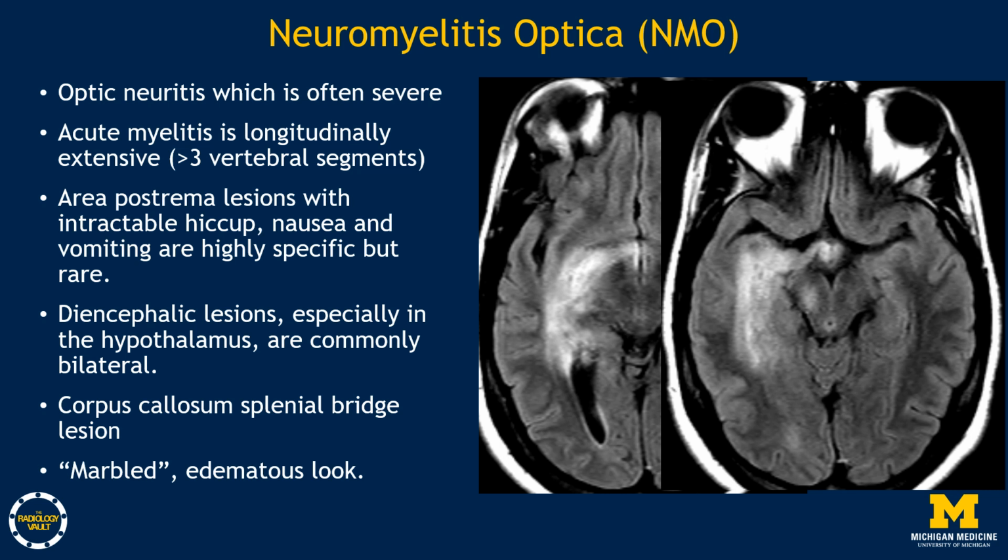There is also a relatively uncommon but specific type of lesion in the posterior corpus callosum called splenial bridge lesion. And a more common feature is the so-called marble or edematous look that is nicely shown in this example of this right temporal lobe, quite fluffy, ill-defined hyperintensity corresponding to a patient with anti-aquaporin 4 positive NMO.